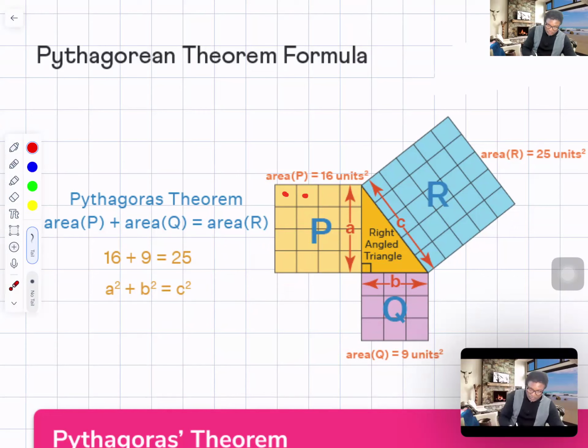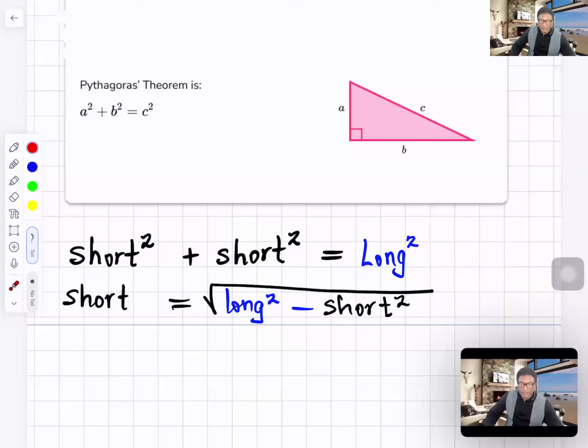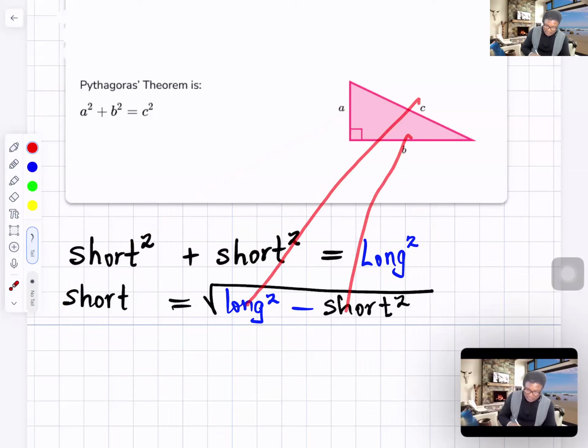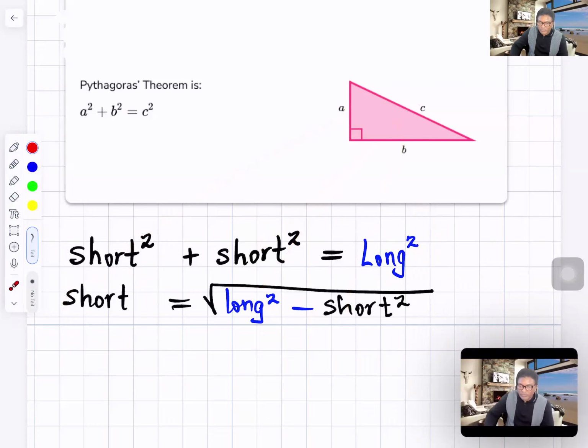And you can count the squares: 1, 2, 3, 4, 5, 6, 7, 8, 9, 10, 11, 12, 13, 14, 15, 16. 16 squares, which is 4 times 4, is 4 squared. And that's 3 squared, and that's 5 squared. The way that I encourage students to think about it is the short side squared plus the short side squared is equal to the long side squared. And if you want to find the short side, it is the long squared minus a short squared and then square root. Don't forget to square root it.